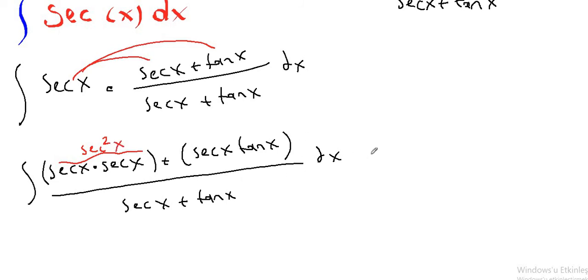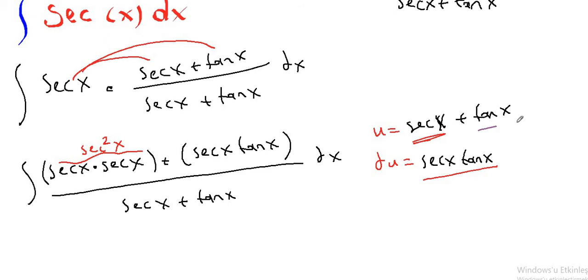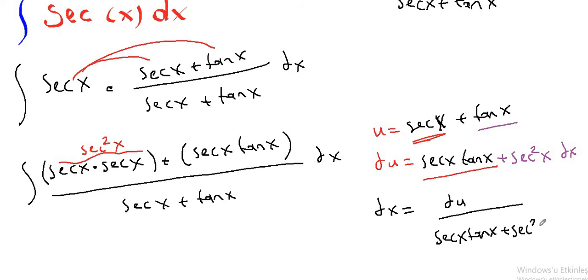Here we're going to apply u substitution. Let u be equal to our denominator secant x plus tangent x. Then du will be derivative of this. Derivative of secant x is secant x tangent x, and derivative of tangent x is secant squared of x, and we have the dx here. If you solve for dx, then dx will be equal to du over this whole expression, secant x tangent x plus secant squared of x.